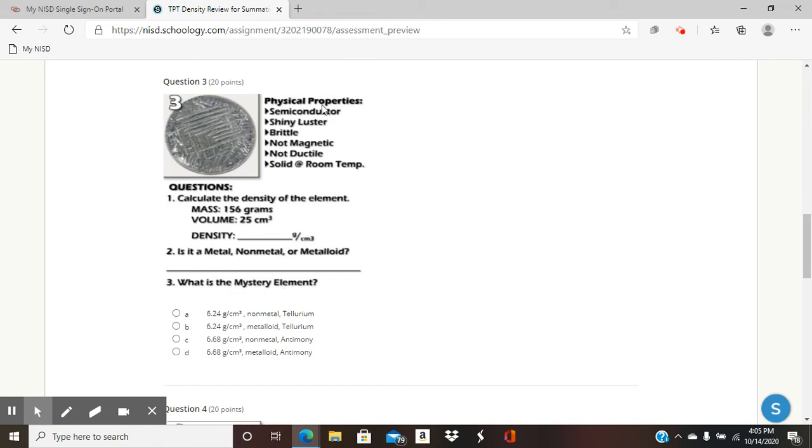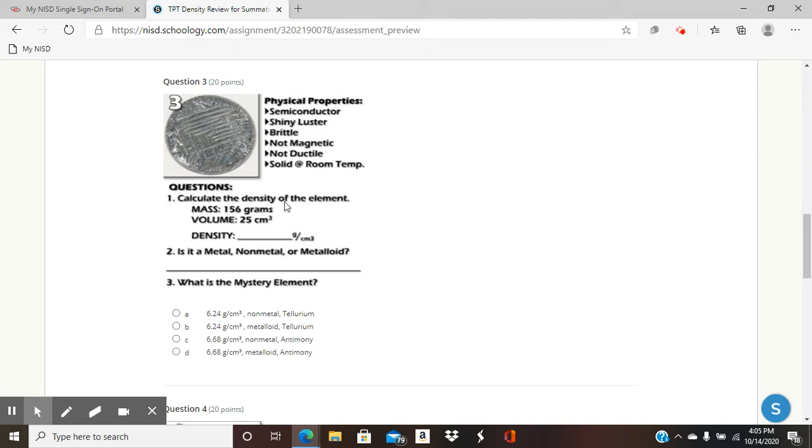Question number 3 says physical properties are semiconductors. Remember, semiconductors. So what are semiconductors? It means they vary, okay? Shiny luster, brittle, non-metallic, non-ductile, solid at room temperature. So I hope you're using your notes that we took a few weeks ago about the physical properties of metals, nonmetals, and metalloids. I hope you took those notes down.